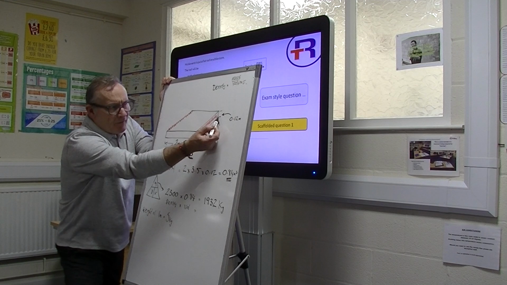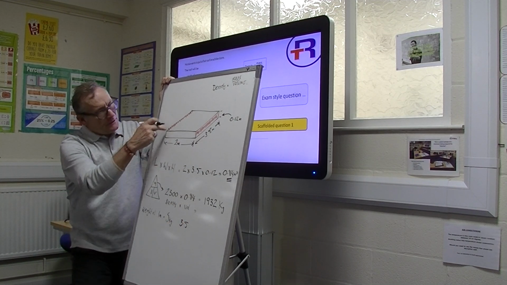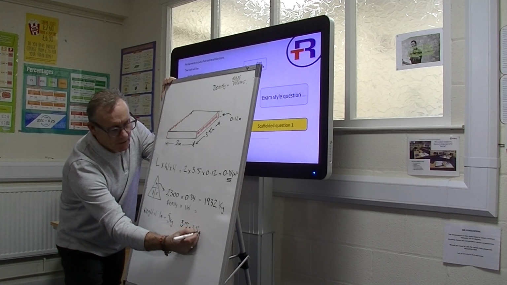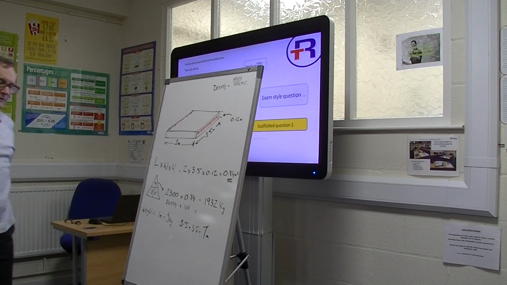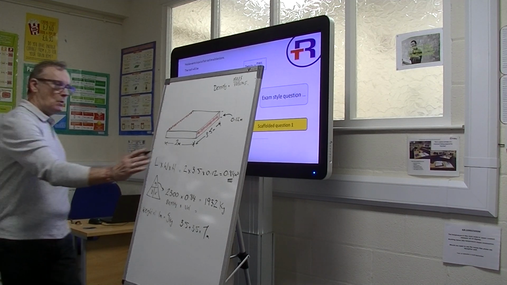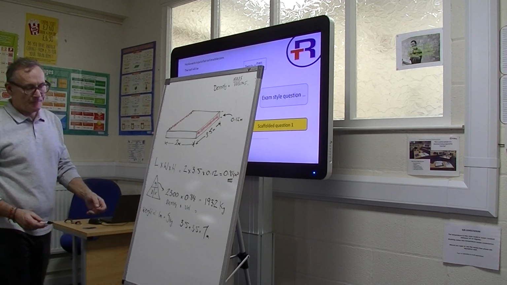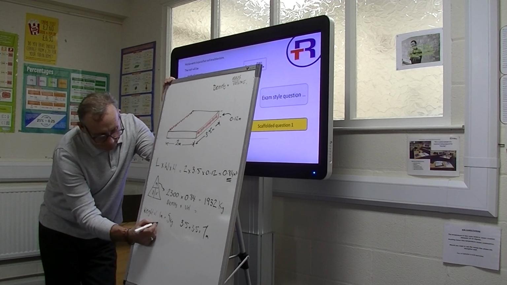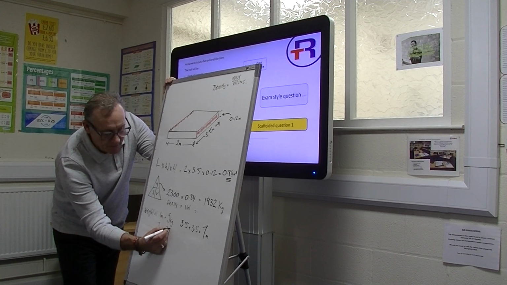How many metres of metal strip does she actually need? Well, she needs 3.5 for that side, and she needs 3.5 for that side. Can you see where those two numbers have come from? So in total, she needs 7 metres of metal strip. 3.5 for this side, 3.5 for that side. In total, 7 metres. If 1 metre weighs 5 kilogram, 7 metres must weigh 35 kilogram.